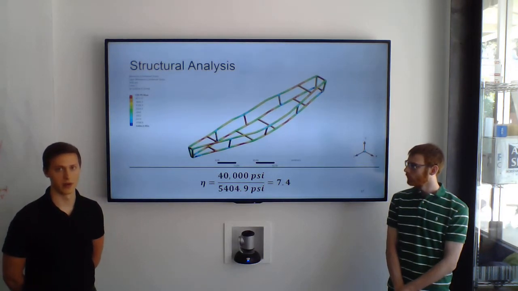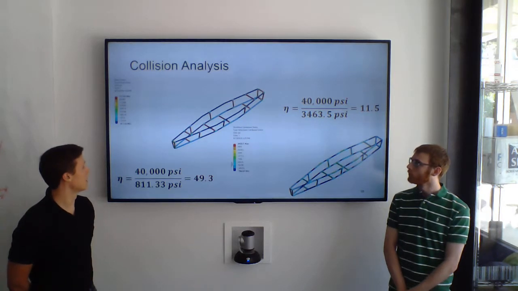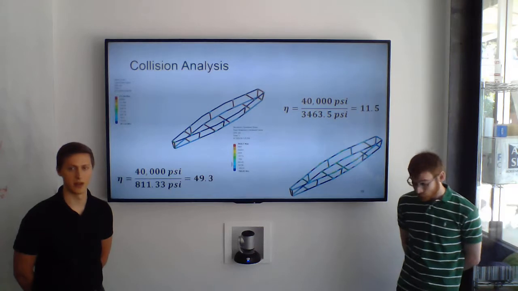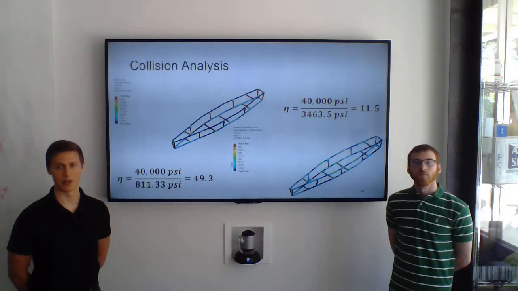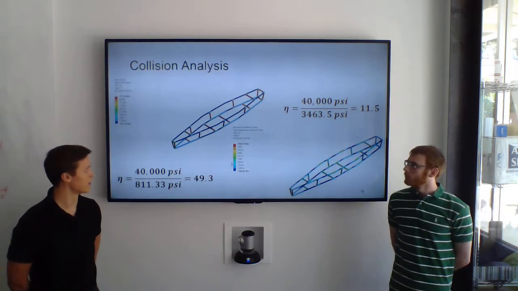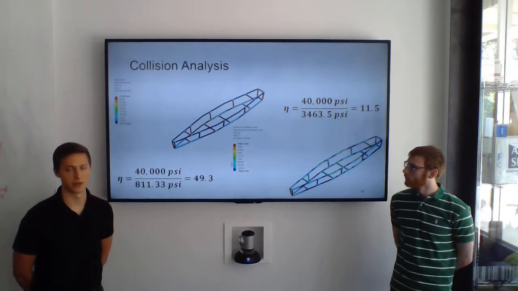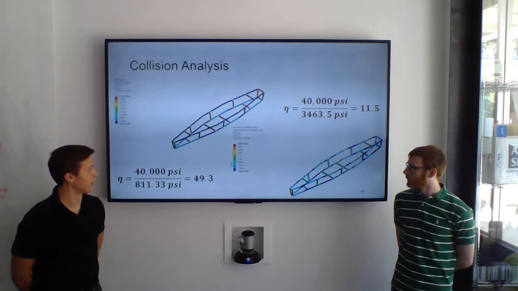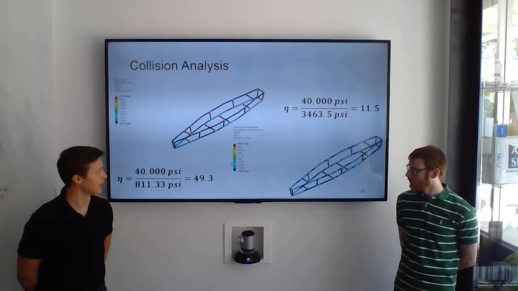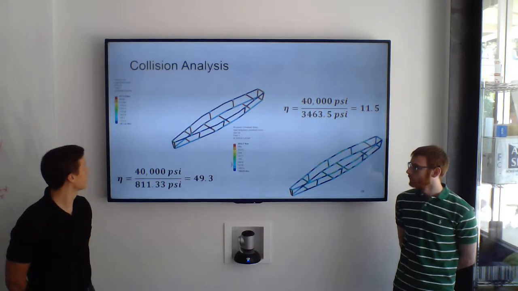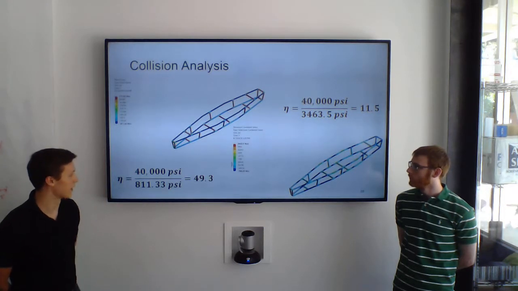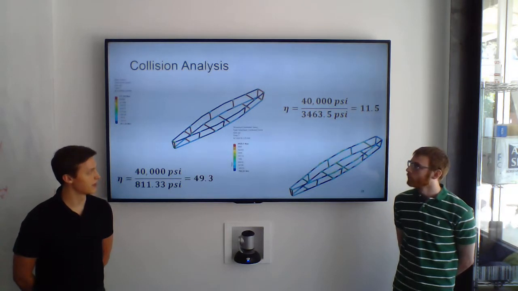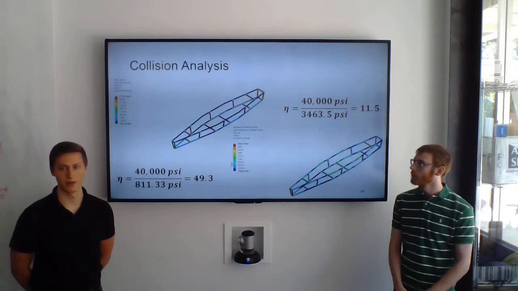Then, with our collision analysis, we made another set of assumptions, the first being that the same 300-pound load is in play, the second being that the kayak is traveling at about 5 feet per second, giving us a maximum force of around 1,500 foot-pounds. This force was then used in order to calculate how much stress the kayak would take in an elastic collision, ultimately giving us, for our direct stress, a factor of safety of around 49.3, and for maximum combined stress, a factor of safety of around 11.5.